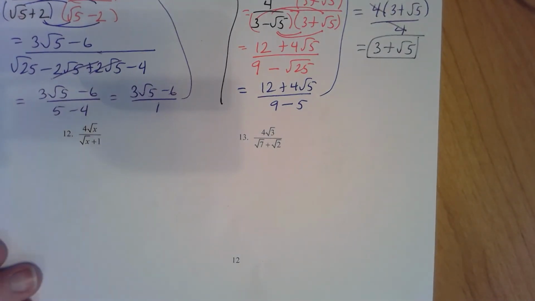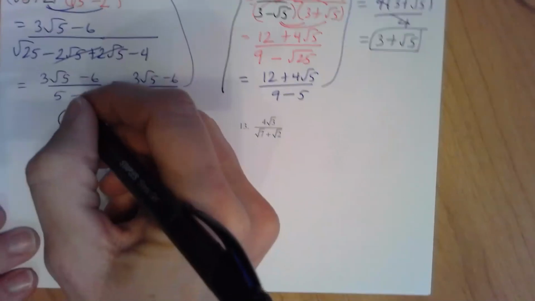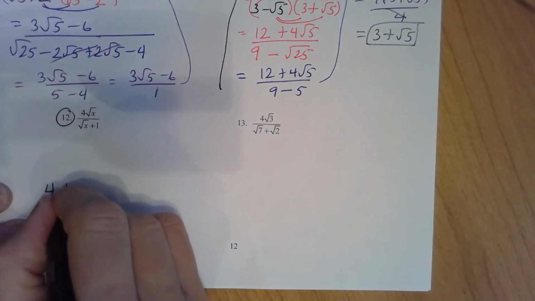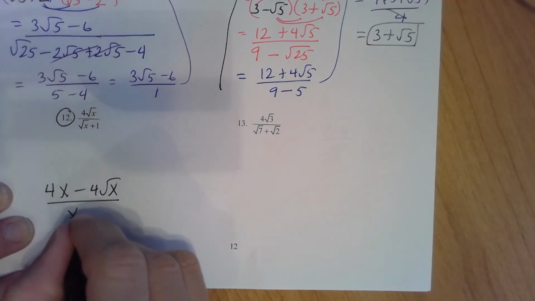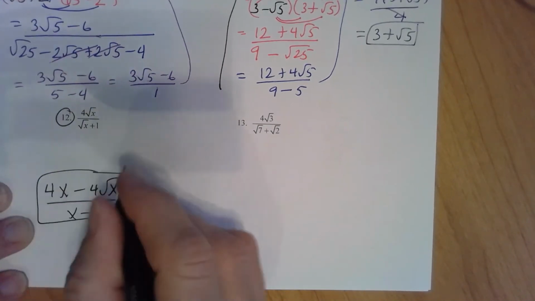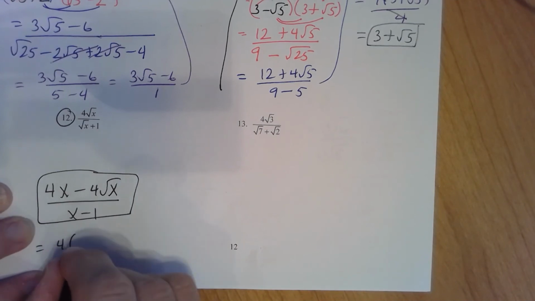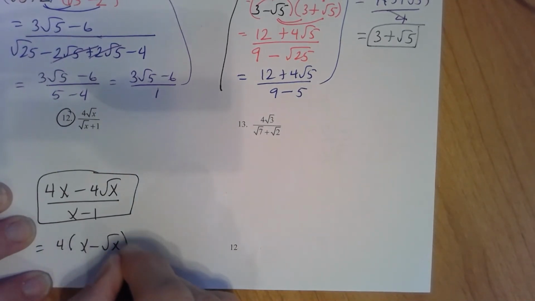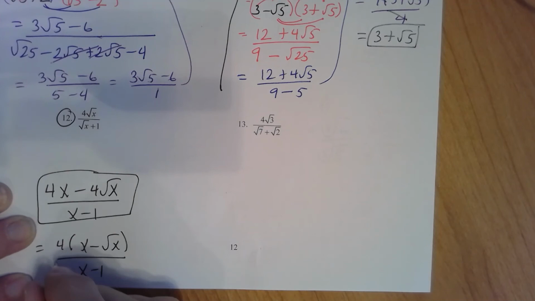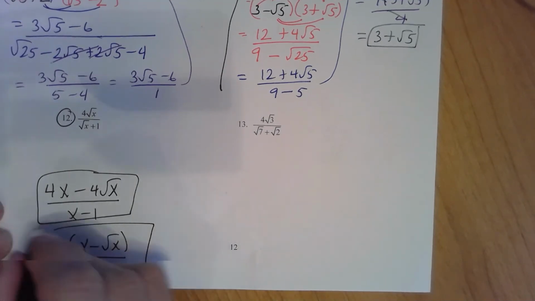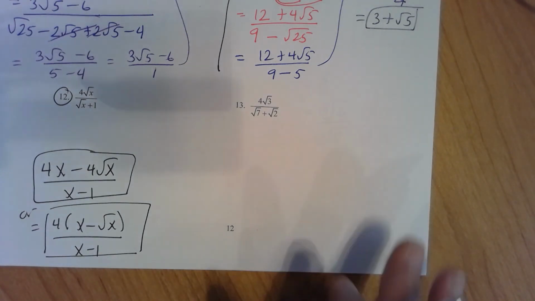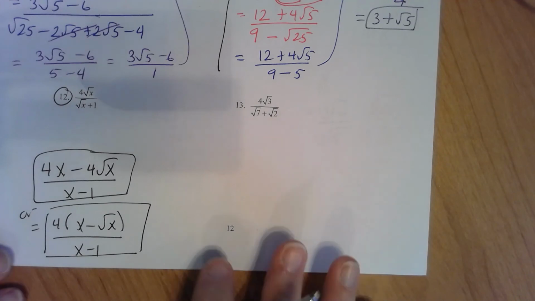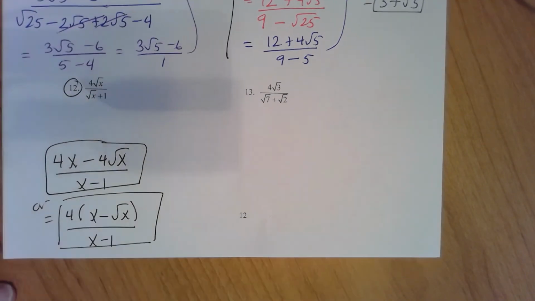Alright, so I'm going to circle number 12 for you to do. I'll give you the answer. The answer is 4x minus 4 square root of x all over x minus 1. Another way to write that would be 4 parentheses x minus the square root of x all over x minus 1. So either of those answers would be sufficient, so make sure you can get to one of those answers.